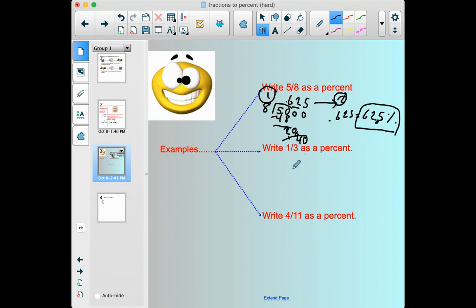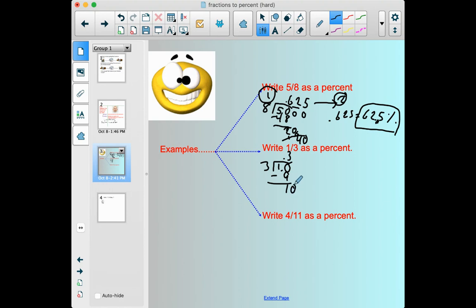Okay, let's try this one. 1/3 as a percent. So again, I'm going to go to a decimal first and then to the percent. So I have to do 1 divided by 3. 3 does not go into 1, so I have to add a decimal and a 0. 3 does go into 10 3 times. Decimal stays there. 3 times 3 is 9. Subtract 10 minus 9, I get 1.